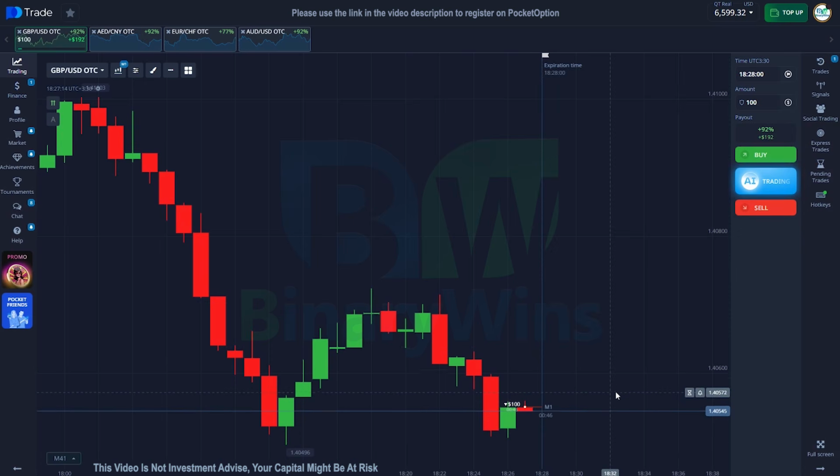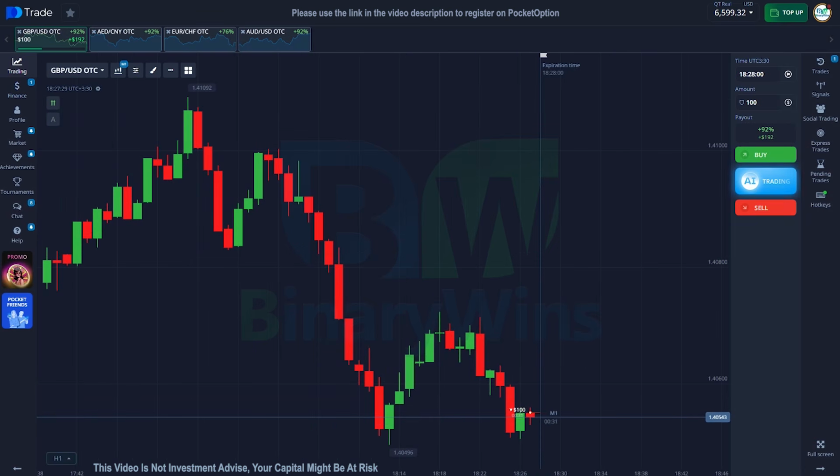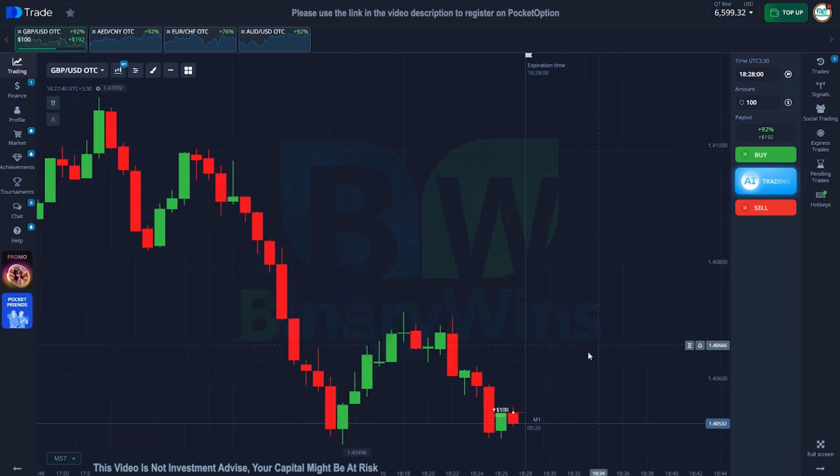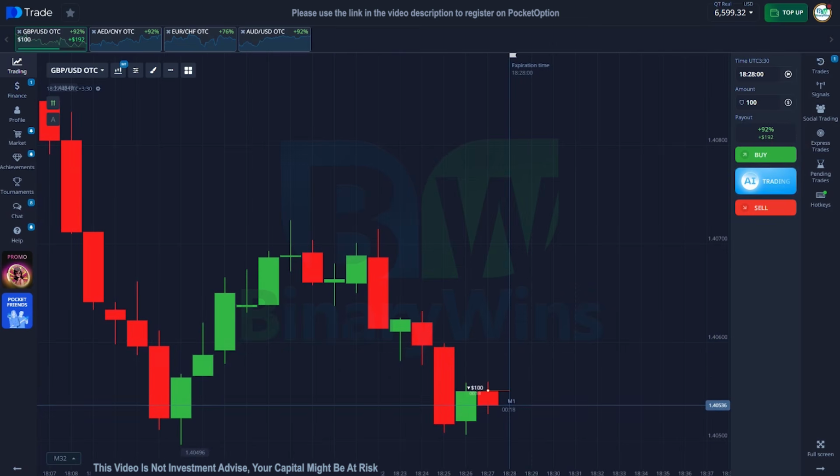I entered the lower trade. Look, our trend is a downtrend. If I zoom out, you can see that we have a strong downtrend. Okay, I entered the trade with the confirmation of the trend and the attractive SCR candlestick pattern.